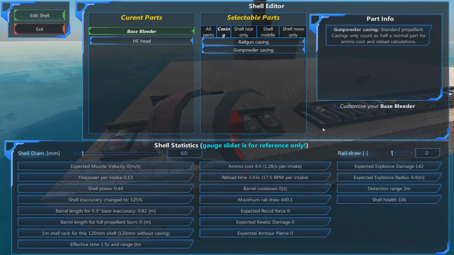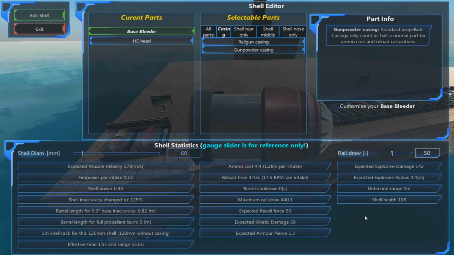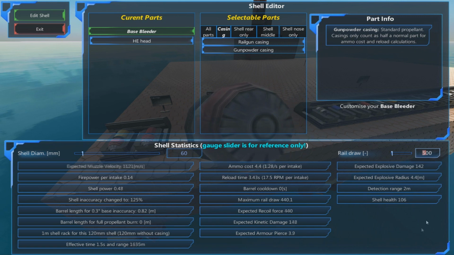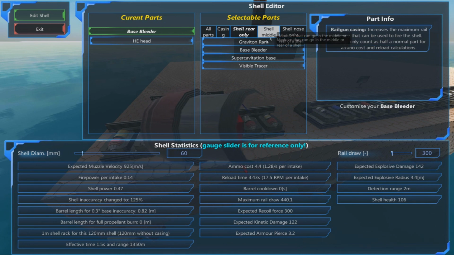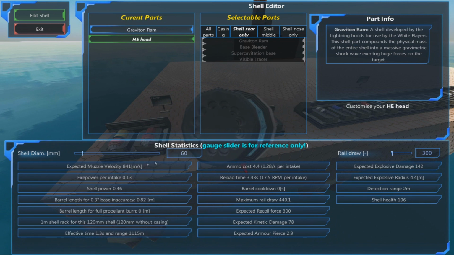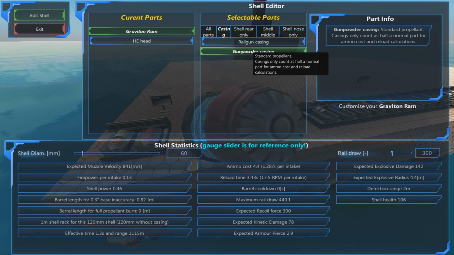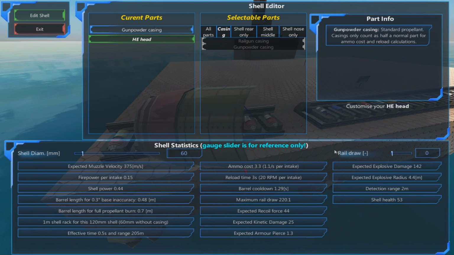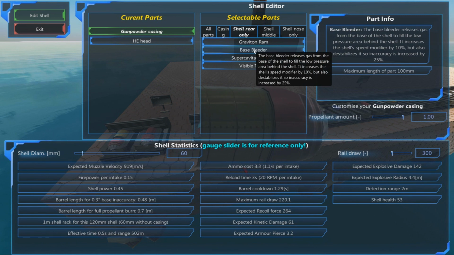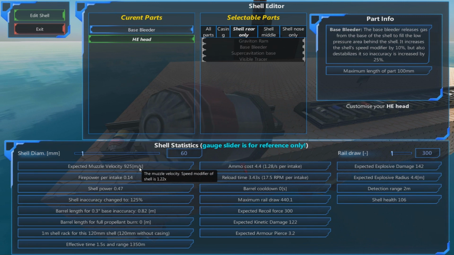So, let's just demonstrate this right now. Maximum rail draw is 440, so let's go, say, 300, and 925 meters per second already. This is a very fast shell. And if we replace that with this, you'll notice it drops considerably. We could replace it with a gunpowder casing as well. 919, still with 300 rail draw. Do that, 300 rail draw again. You put a base bleeder on this, it works with that rail draw, and it's actually faster.